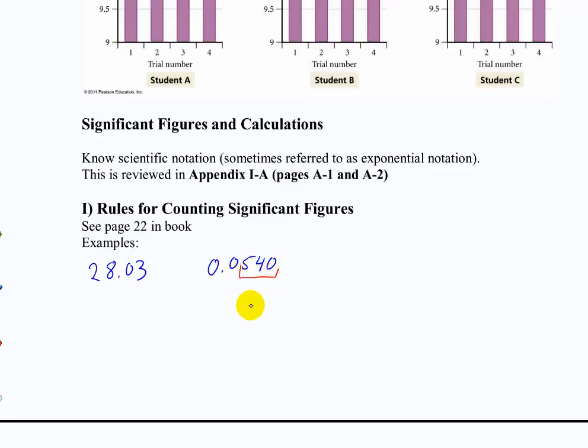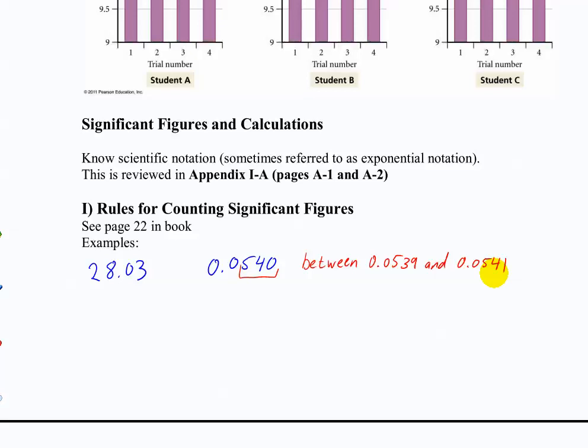These three are significant. So what this tells you, say this is a measurement, is that this measurement was between 0.0540 and 0.0541, because that last digit is uncertain within plus or minus one. That's what that uncertainty means. So those first zeros aren't counted because they just tell you where the number is in dimension. It means you're measuring something fairly small. It doesn't tell you how precisely or accurately you're measuring it. It just tells you it's very small.